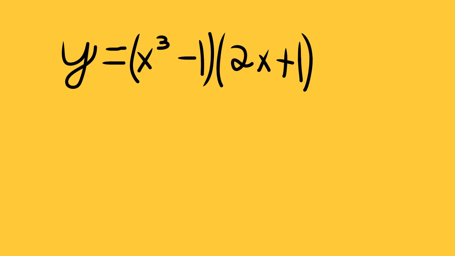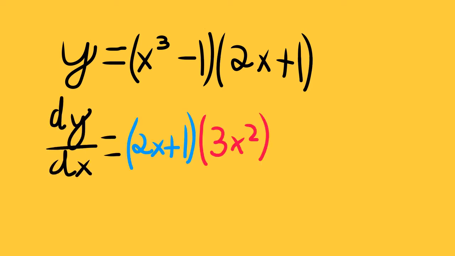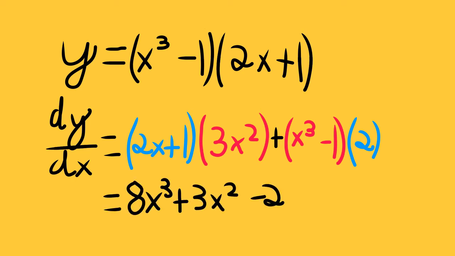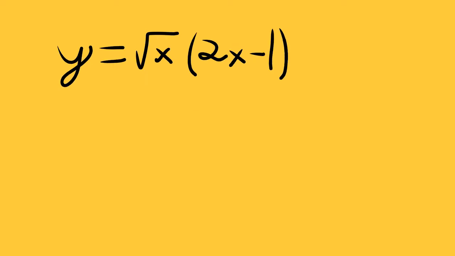So let's say we've got y equals x cubed minus 1 times 2x plus 1. So you take the second term times the derivative of the first. So 2x plus 1 times 3x squared, using the same rules for derivatives as we have from the start, plus the first term times the derivative of the second. So the derivative of 2x plus 1 is just 2. And then you multiply all that out, and you're left with 8x cubed plus 3x squared minus 2. That's all this is really.